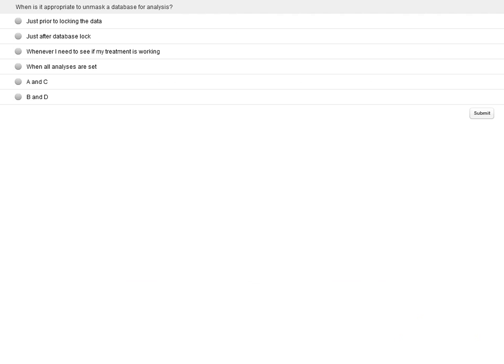For our final pop quiz, when is it appropriate to unmask or unblind a database for analysis? A, just prior to locking the data. B, just after database lock. C, whenever I need to see if my treatment is working. D, when all analyses are set. E, both A and C, or F, both B and D.